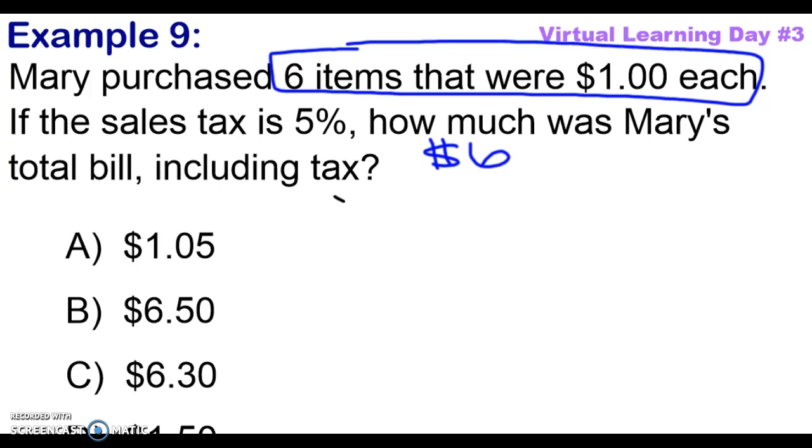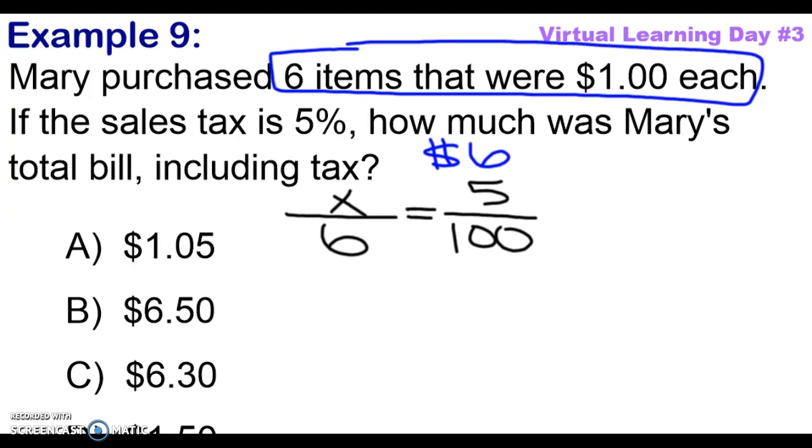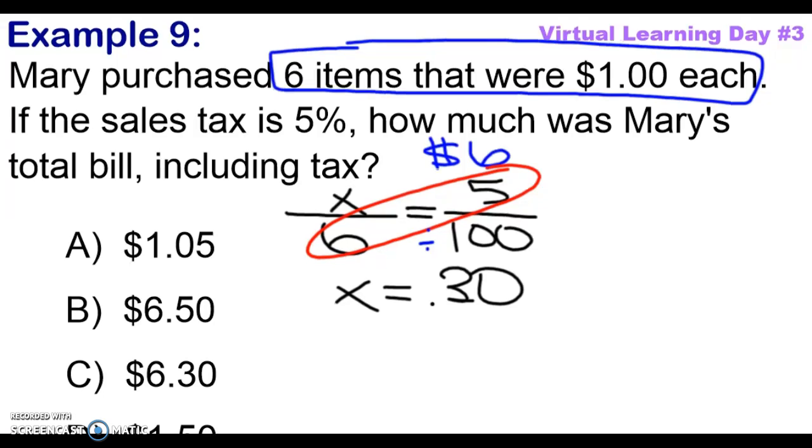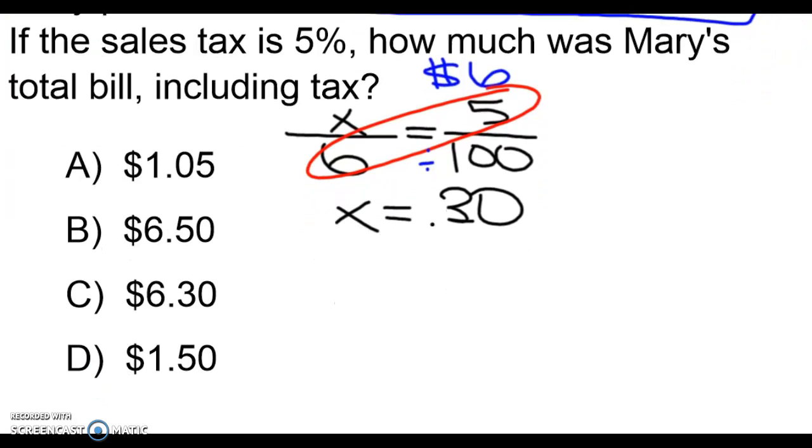We don't know how much the actual tax was, but we do know she spent a total of $6, and that is a 5% sales tax over 100. I'm going to cross multiply by the numbers that I can and divide by X's partner. As soon as I divide by X's partner, I get 30 cents in tax. But it asks how much was Mary's total bill, including that sales tax. As soon as I take the 30 cents and add it to $6, I get $6.30.